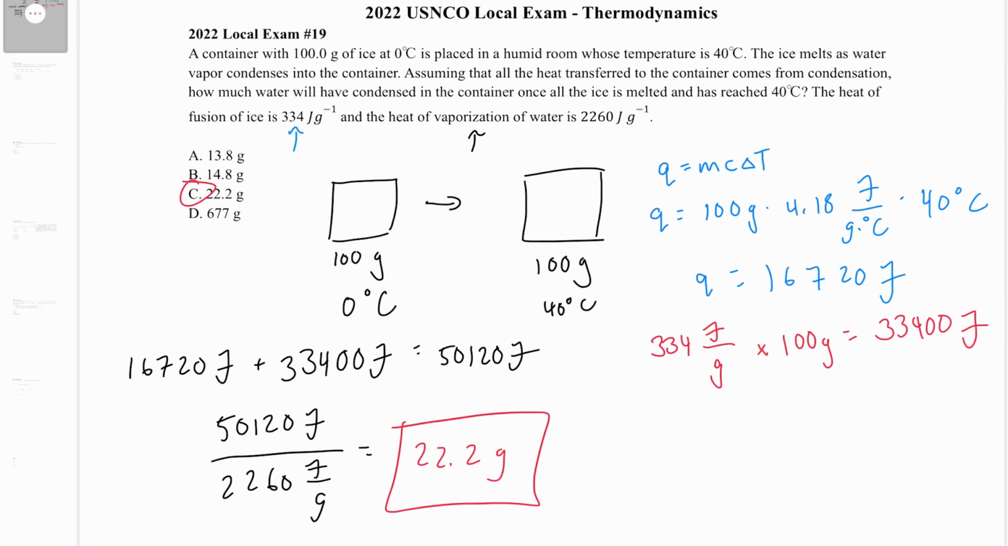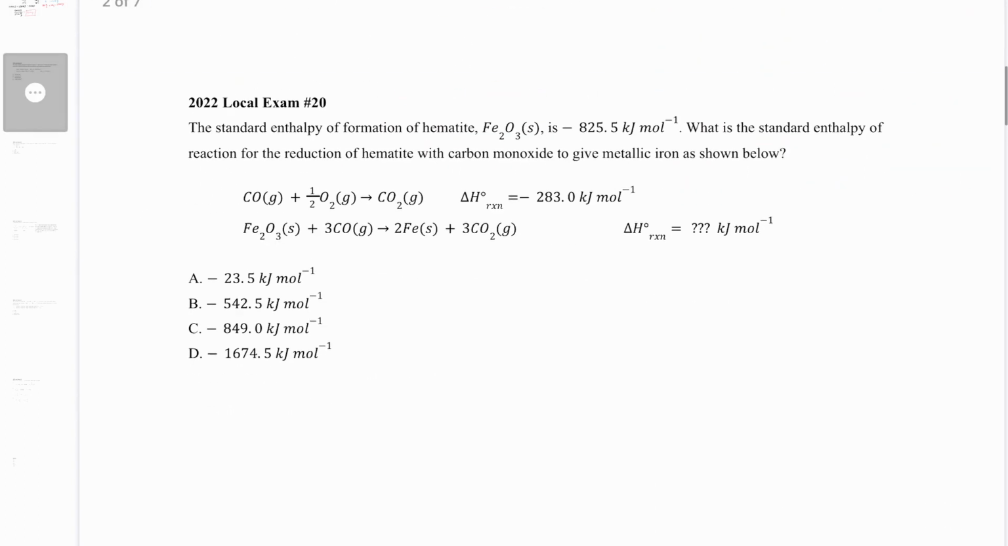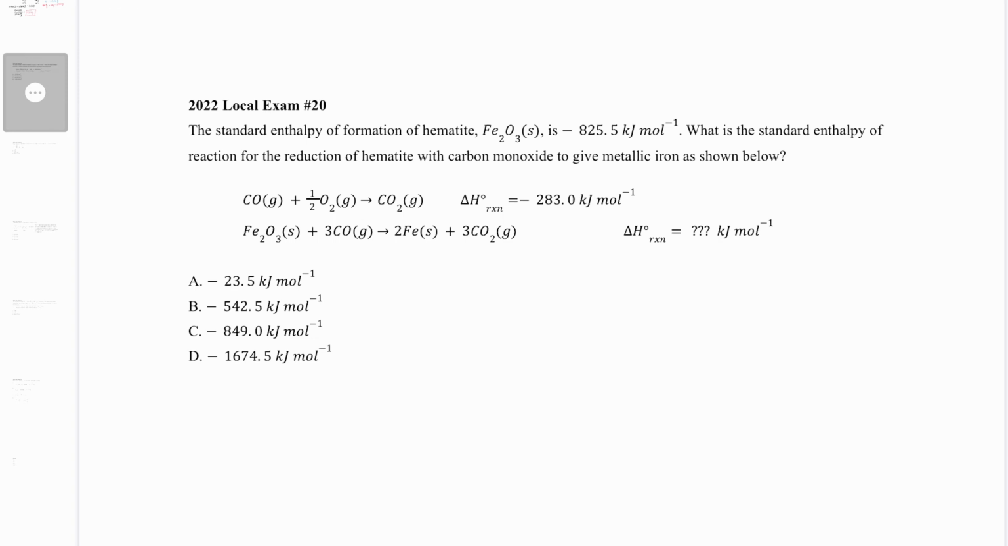Let's go to question 20. The standard enthalpy of formation of hematite, Fe2O3, is negative 825.5 kilojoules per mole. What is the standard enthalpy of reaction for the reduction of hematite with carbon monoxide to give metallic iron as shown below? So we're technically given two reactions.